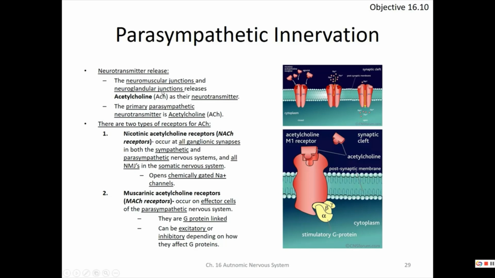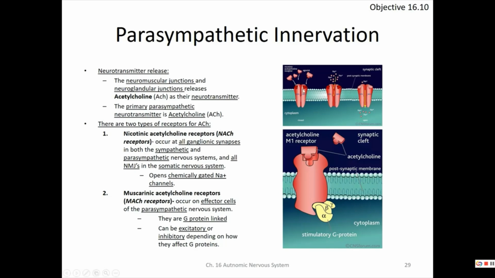So neuroglandular and neuromuscular junctions are found in the parasympathetic division. That means smooth muscle, cardiac muscle, and glands here have ACh, and parasympathetic primarily uses ACh. But nicotinic receptors are found in all ganglionic synapses, in both sympathetic and parasympathetic, and all somatic NMJs. Okay?